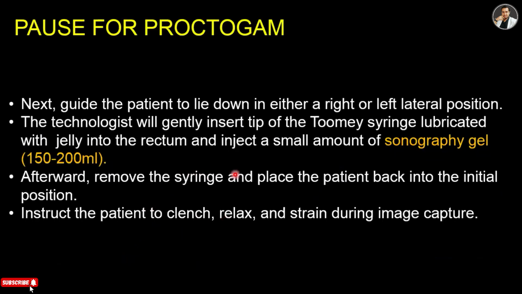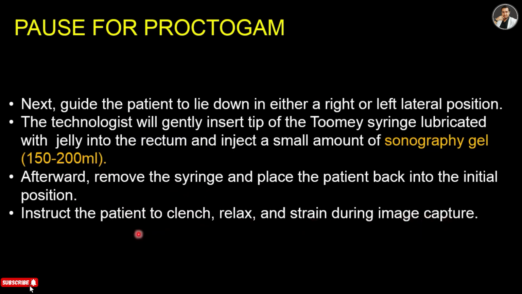And now the pause for proctogram, and then guide the patient to lie down in either a right or left lateral position, and the technologist will insert the lubricated Tommy syringe, and ultrasound gel will be inserted, and the amount of the gel will be 150 to 200 milliliter, and then remove the syringe and place the patient back. Then place the diaper on the patient, and then position again, and instruct the patient to clench, relax, and strain during the image capture.